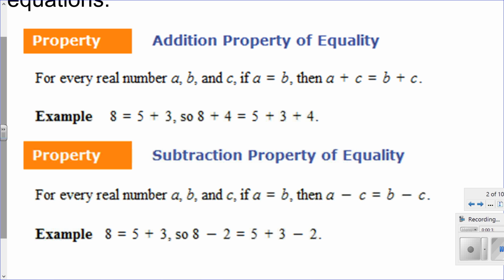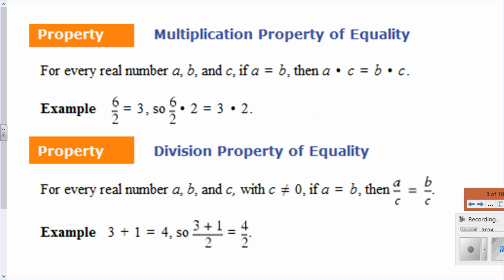If I have an equation that's true for the left and right hand side, if I add something to the left hand side and the right hand side, it's still going to be true. For example, if I have 5 plus 3 equals 8, if I add the same term to both sides, so 4 and 4, it's going to be 12 equals 12. Same thing for subtraction. If I subtract something from both sides, it's still going to stay equal.